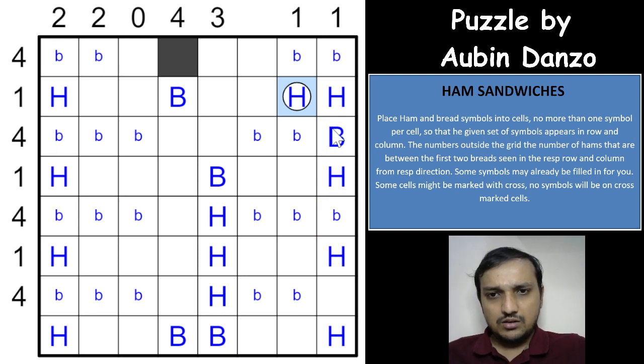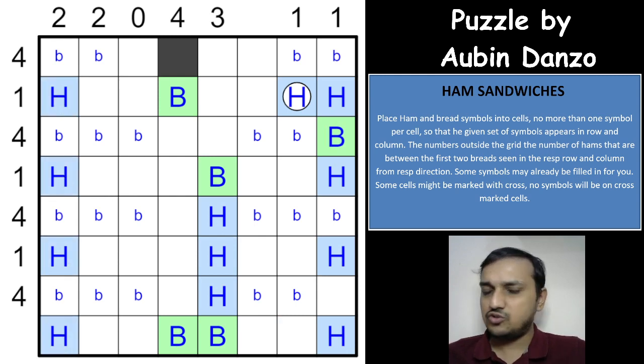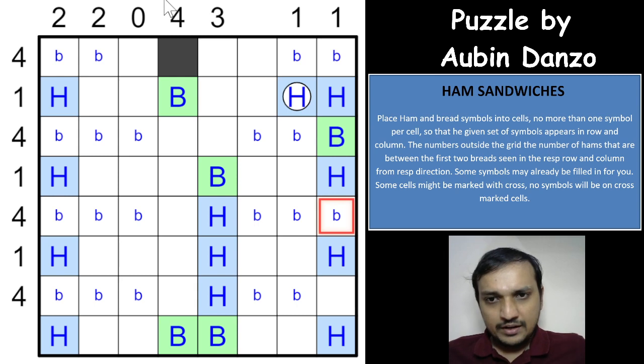I'll mark B's with the green color here, easy, and hams with the blue color here. There will be exactly 4 blue cells and 2 green cells in each row and column, right? So now we know that either this cell can be a B or this cell can be a B. We are not sure of it yet, right?